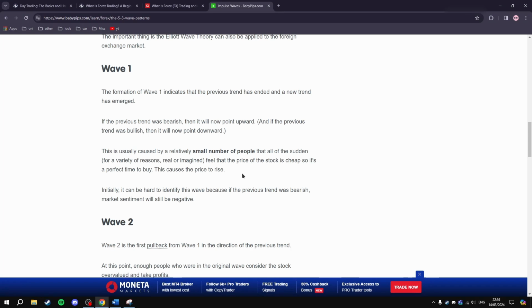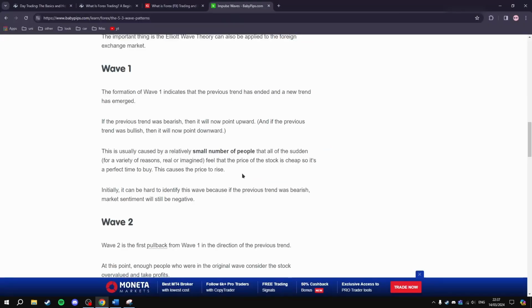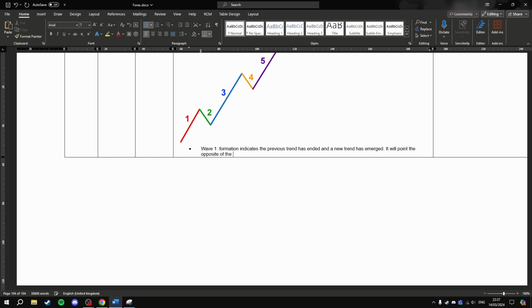If the previous trend was bearish, then it will now point upwards, and if the previous trend is bullish, then it will now point downwards. So it will point the opposite of whatever the previous trend was.